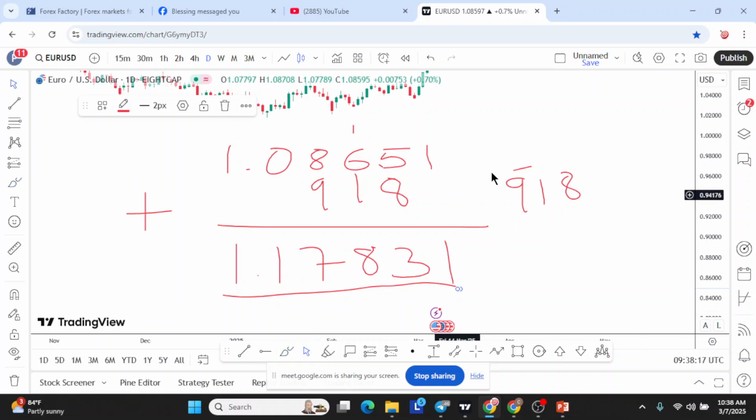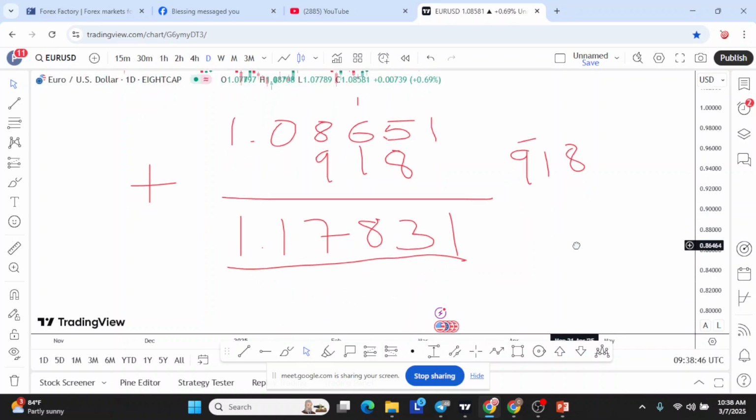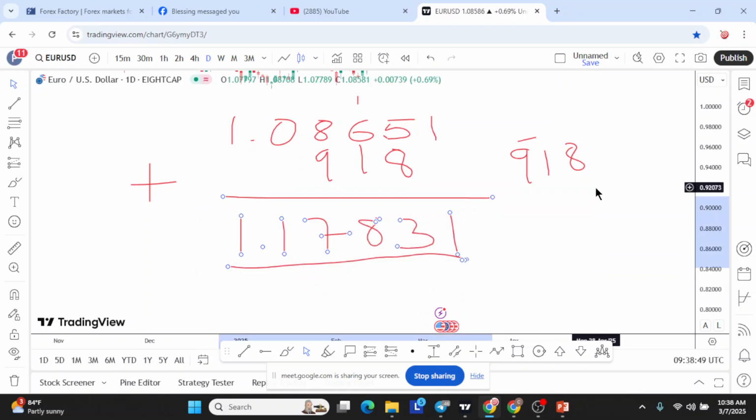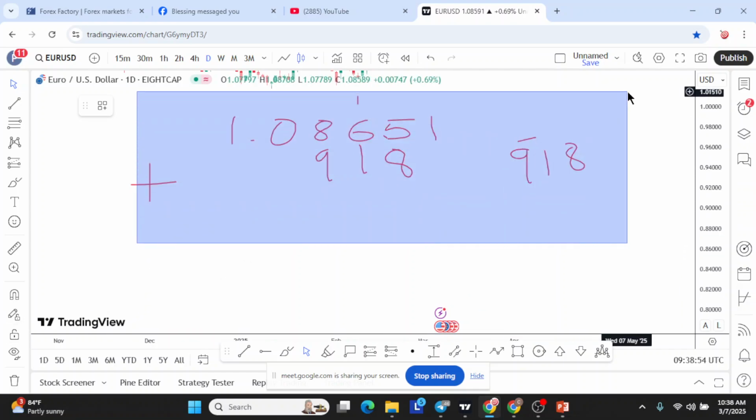So now it shows that you understand how to calculate pips. Also, there are tools that are going to help us, but we still need to understand this manual way of calculating. If we don't understand it, it will be very difficult for us to interpret what the tools are saying. So for you to properly understand the tools, you should know how to write pips in full.